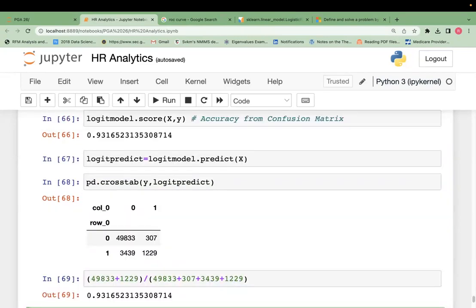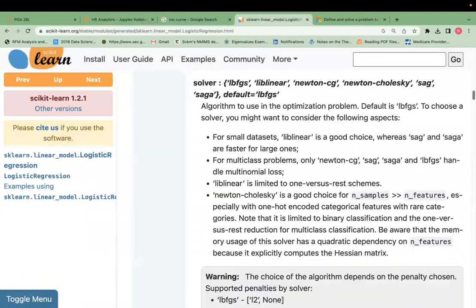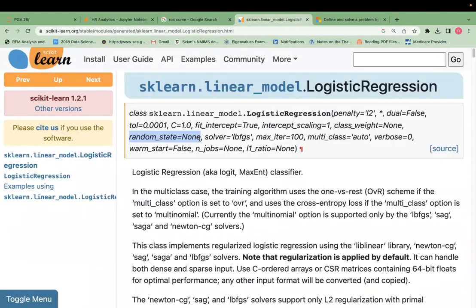You will not get the same value. A marginal difference will be there. Why is there a marginal difference? A small difference will be there, not big. This algorithm has a random state.